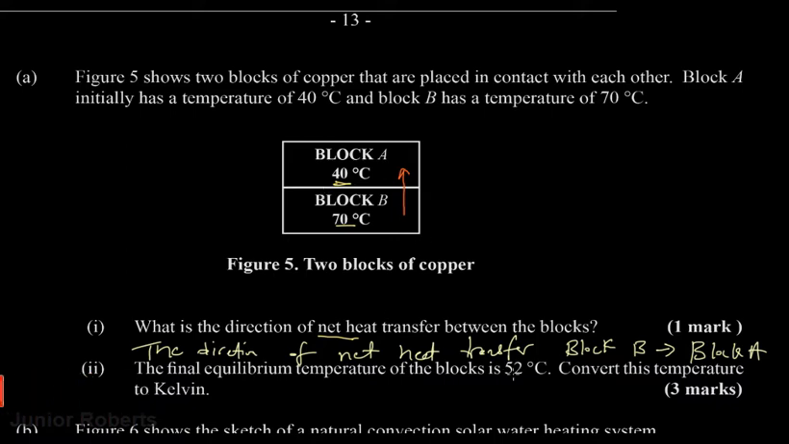So I want us to simply convert this temperature in degrees Celsius to Kelvin. To do this, what we simply need to do is add 273 to our temperature in Celsius. So we're going to say 52 degrees Celsius plus 273, and if we add them, we get 325 Kelvin. That's our temperature converted from Celsius to Kelvin. So 52 degrees Celsius is the same as 325 Kelvin. So let's now move on.